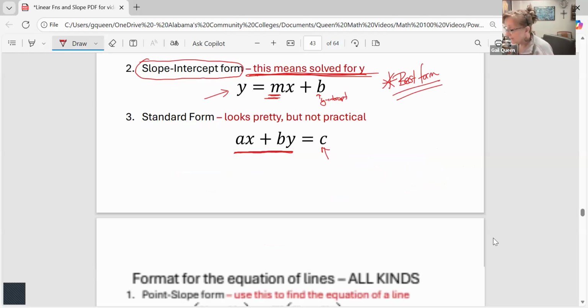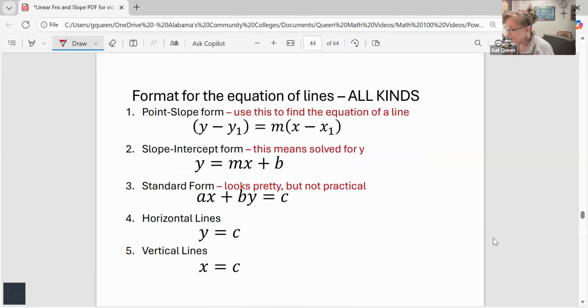Okay, here's a summary of everything. All right, so the top three are for tilted lines: point slope, slope intercept, and standard form. And then the bottom two are for our special lines, the horizontal lines and the vertical lines. So you might want to memorize the equations on this page. It might be very helpful for you when it comes to testing. So make sure you're familiar, okay?